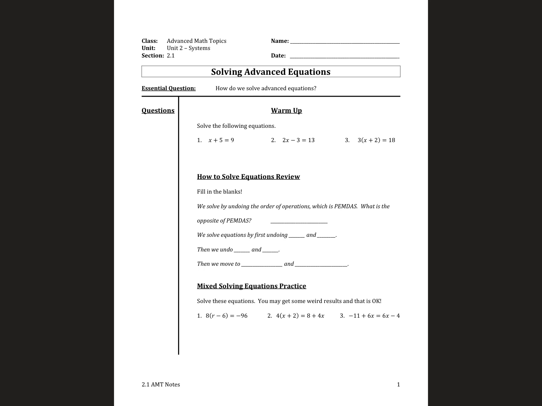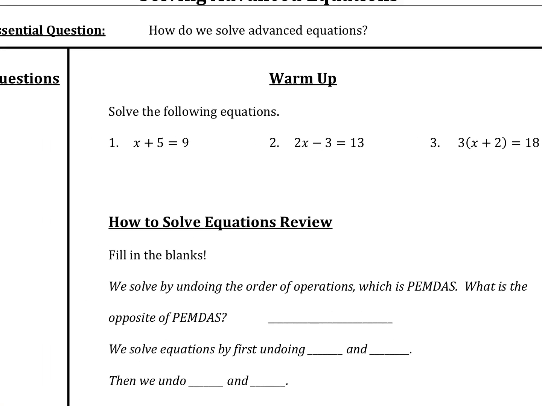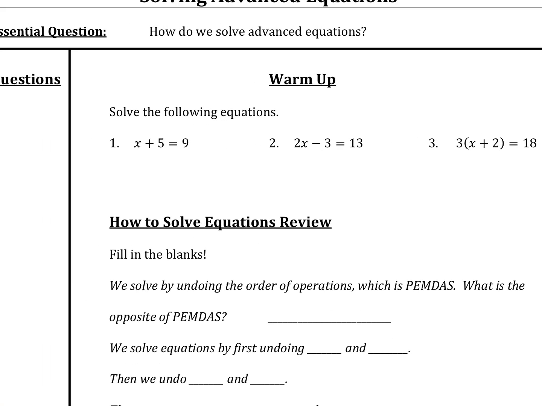So we have a warm-up here. It's solve the following equations, which are kind of a review from more basic stuff. So why don't you guys pause the video and give that a try. All right, so let's go through this here, see how you guys did. So x plus 5 equals 9. We need to do the opposite of what's happening to x. So instead of adding 5, we're going to what? Subtract 5. So we get 9 minus 5 on both sides. x equals 4.